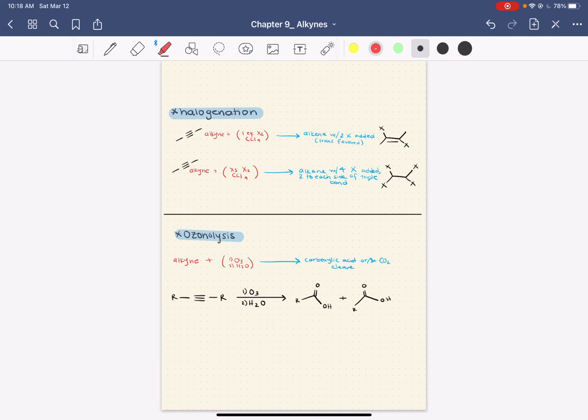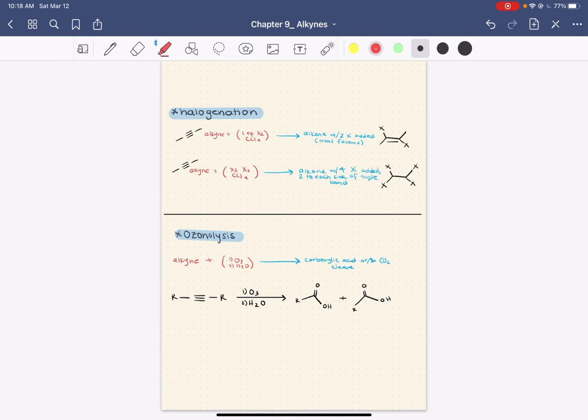Now, we can move on to halogenation. Alkynes can also undergo halogenation. One equivalent can add a halogen to either side of the pi bond and you get an alkene, or excess halogen results in a tetrahalide. The mechanism for this is not entirely understood. So good for us, we don't need to learn an extra mechanism because the organic chemists don't know what's going on.